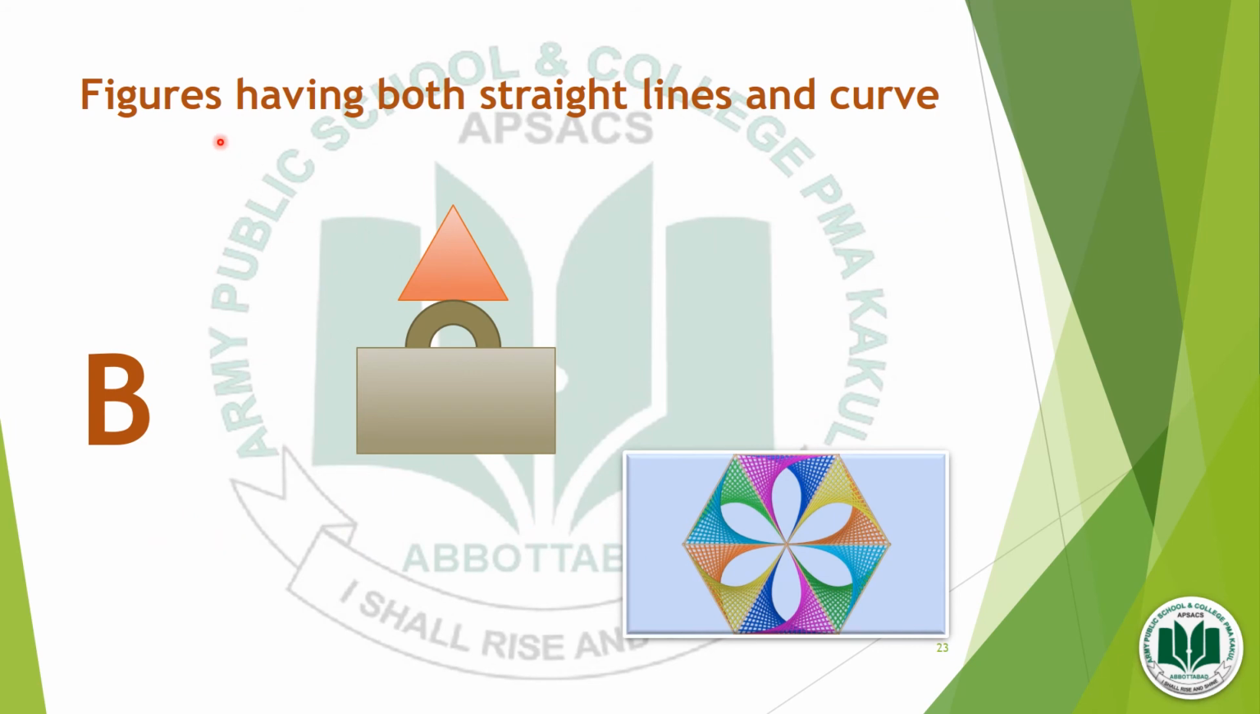There are many figures which have both straight lines and curves. You can see these figures have straight lines and curves. This figure has straight lines and curves. This figure has straight lines and curves. And this figure has a curve and straight lines.